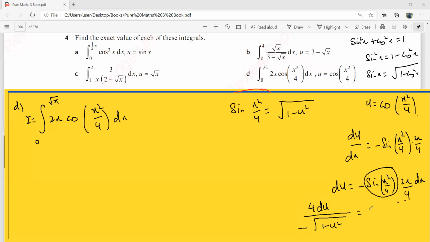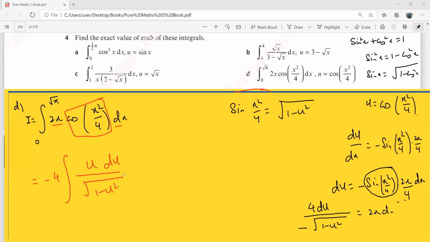Okay, and I'll keep this 2x dx because I have this 2x dx here. So let me write it here now. I'm writing this minus outside here, in fact this minus 4 outside here. And for this, I will be writing u. And then I have this under root, for this 2x dx, I have this du over under root 1 minus u square.